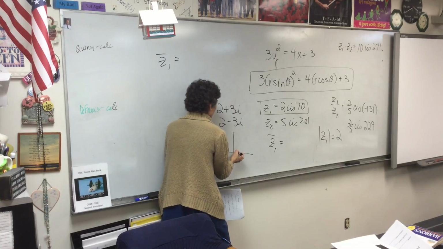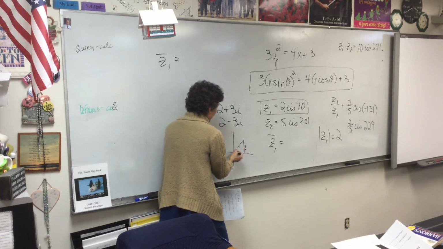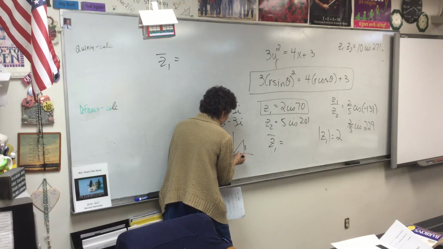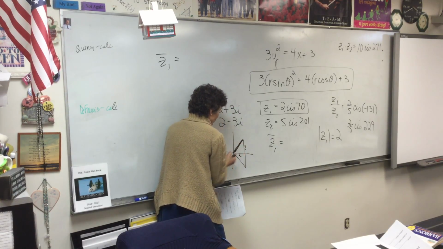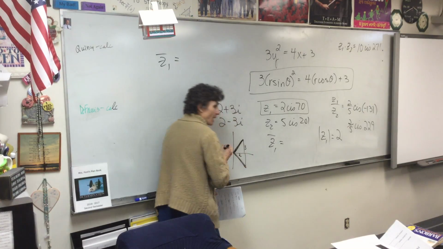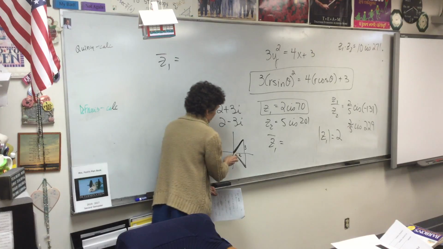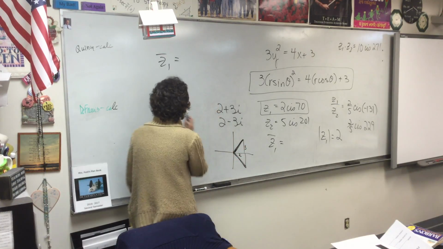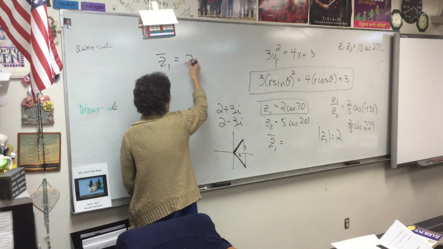Now, let's draw a picture of both of those. Here's the original number, over 2 up 3, right? Here's the conjugate, over 2 down 3. So here's a picture of the original, and here's a picture of the conjugate. What can you tell me about their R's? They're the same. So whatever the conjugate of this is, its R is going to still be 2.